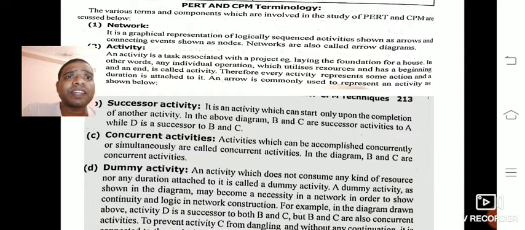And the third one is concurrent activities. The activities which are taking place simultaneously, we can call concurrent activities. And a dummy activity means it is an activity that does not consume any kind of resources and has no duration attached to it. As I said, an activity utilizes some resources and has some duration. If it has no resources and no duration, we can call that activity a dummy activity.